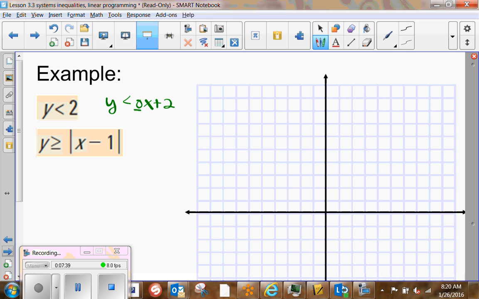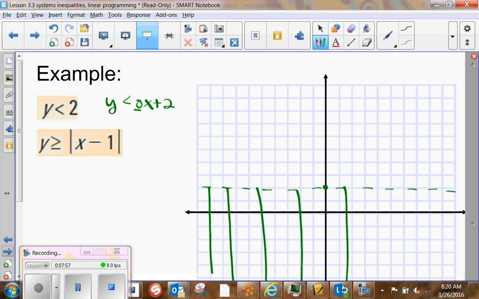And what's the slope of this? 0. Or what has the slope of 0? What kind of line? A horizontal line. So I've got a horizontal line at 2. And it is going to be dashed. And of course we will go less than that, so it's going to go down from here. That one's nice and neat.